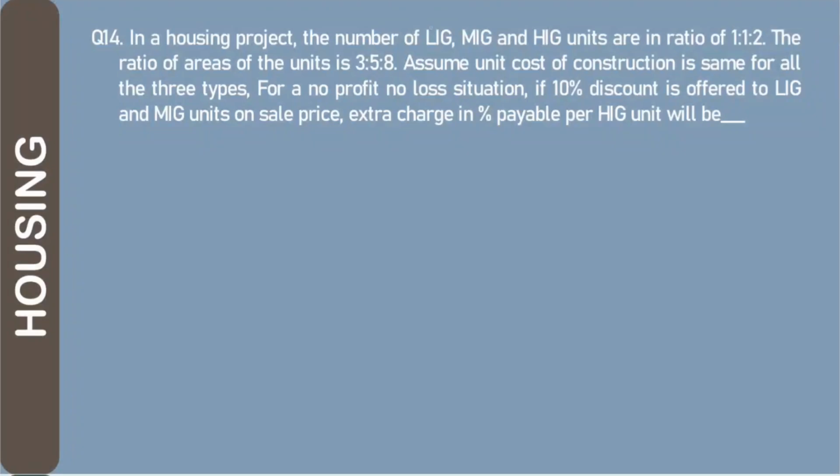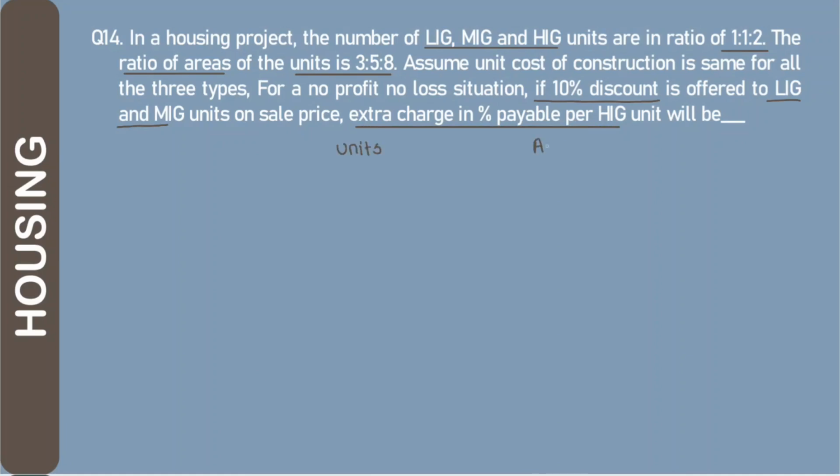In a housing project, the number of LIG, MIG and HIG units are in ratio of 1:1:2 and their areas of units are in ratio of 3:5:8. Assuming the same cost for all three types, in no profit no loss situation, if 10% discount is offered to the LIG and MIG units, what is the extra charge that the HIG unit has to pay?